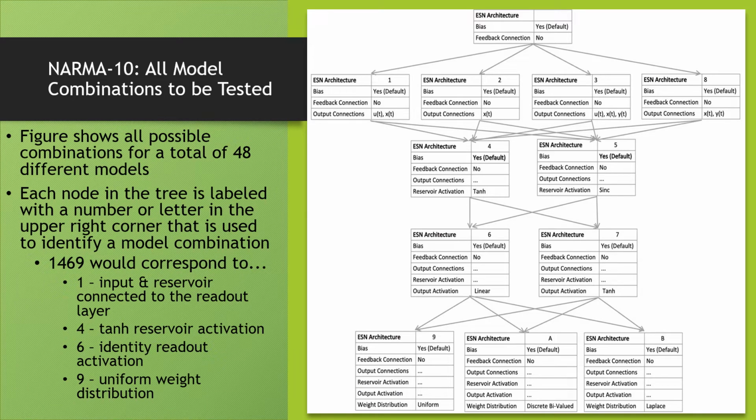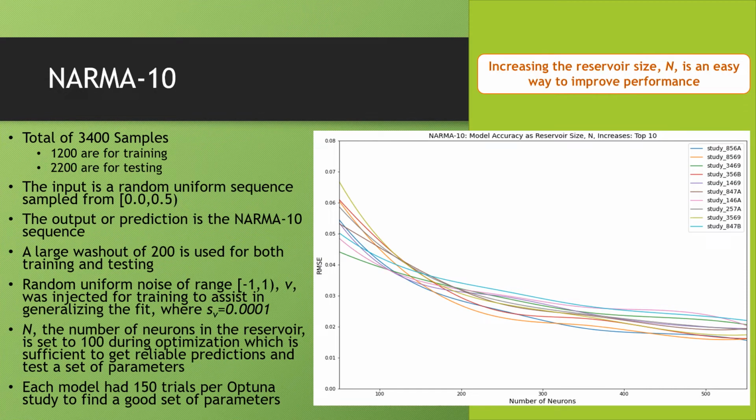This figure shows all possible model combinations based on the architectural changes mentioned earlier. There are a total of 48 different models, which were optimized for each benchmark problem. For NARMA 10, all the models did well, so here only the top 10 are shown.